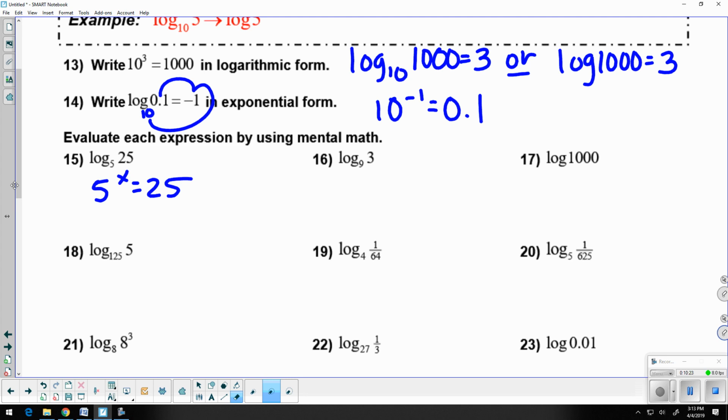Okay, so 5 to what power is 25? That should be pretty easy. We all know that's 2. 5 squared is 25. So it gets a little bit tougher though. So on to the next one.